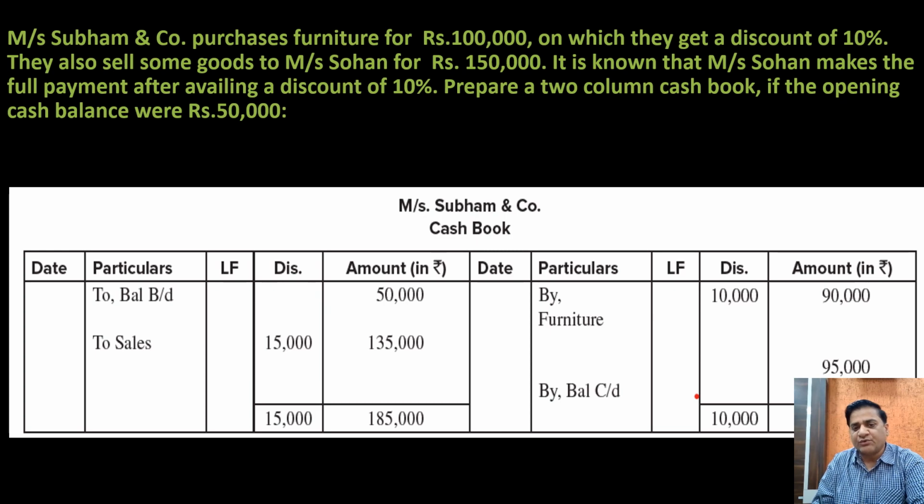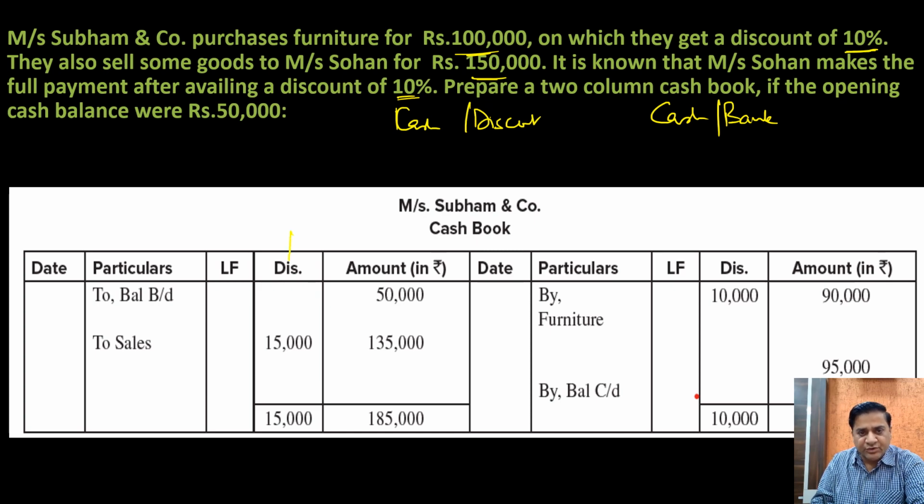So the next type of cash book would be a two column cash book, as we have already seen that the two column means you have one column named cash, the other named discount, or it could be cash plus bank. In this given example, we are talking about only cash transactions with a discount column, right? If you look at the illustration, it says Shubham and company purchased furniture for 1 lakh on which they get a discount of 10%. They also sell some goods to Sohan for 1,50,000. It is known that Mr. Sohan makes the full payment after availing a discount of 10%. Prepare a two column cash book.